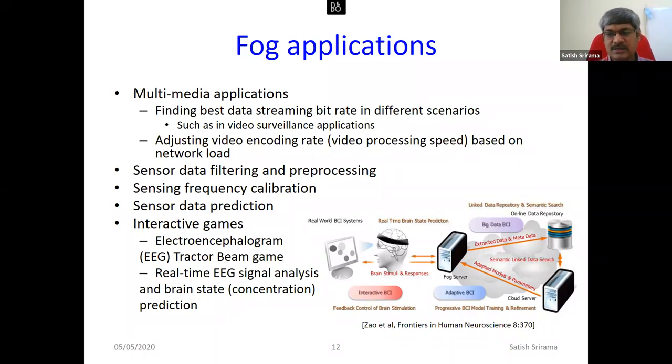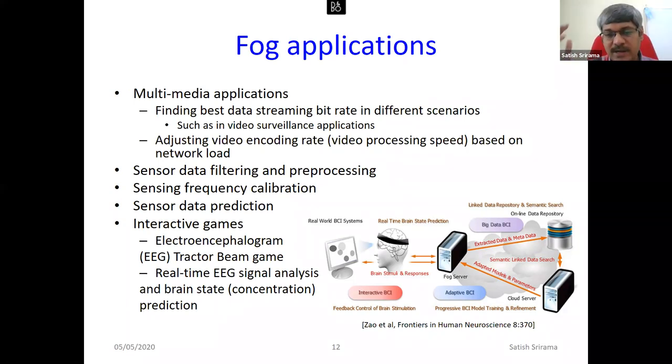And say, for example, how much the network is loaded, based on that you can actually vary. When the network is really loaded, you will send 5 frames per second, or when the network is not that loaded, say 10 frames per second. You can actually vary these things dynamically. Of course, this changes the quality of service a lot. There can be several other parameters which are also affected.